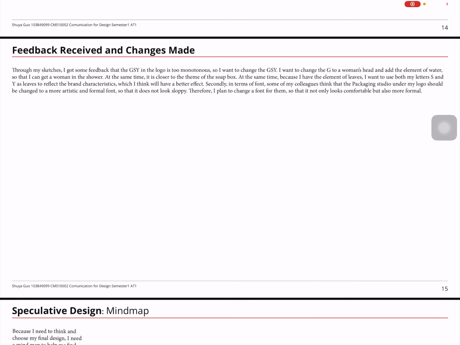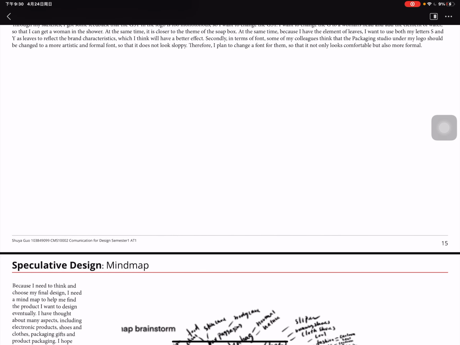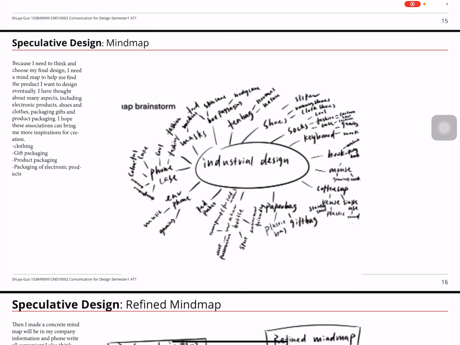And the next part is feedback received and changes made. You can look at my sentences from this part, and I will introduce my mind map part. Because I need to think and choose my final design, I need a mind map to help me find the product I want to design eventually.